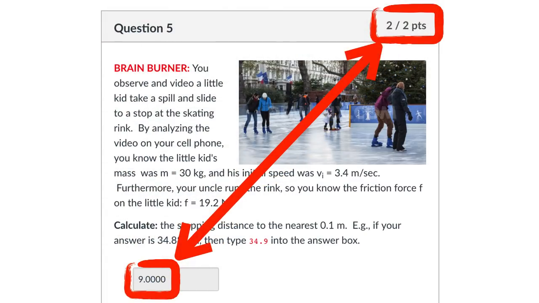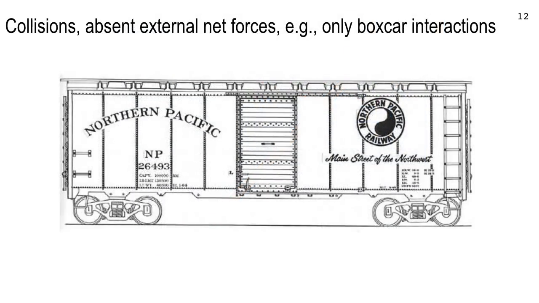All right, now, no more questions. Let's go to collisions. And here's the thing that we want to emphasize. A collision, and we're going to work with boxcars on the railroad.